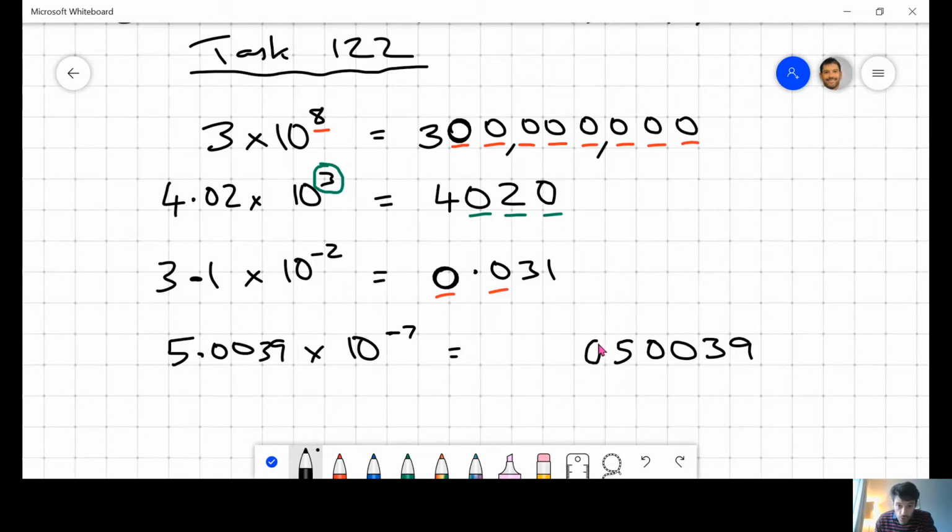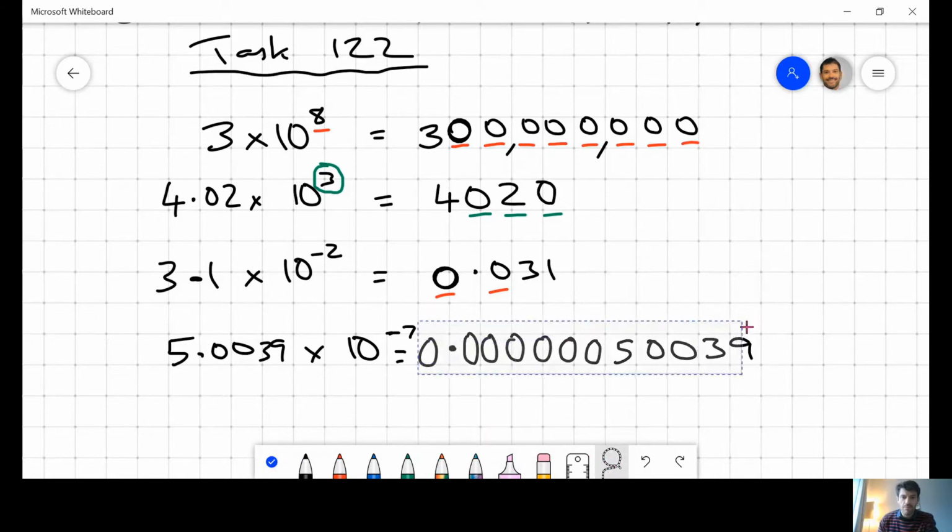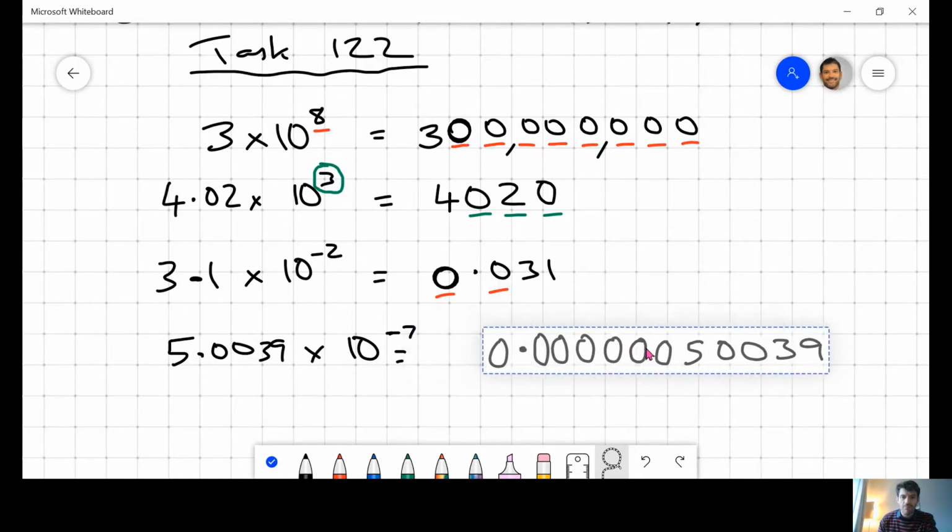0.1, 2, 3, 4, 5, 6, 7. So that is where the decimal is. There you go. So 0.6 noughts and then 50039. So including the 0 in the ones column, we should have 7 zeros. 1, 2, 3, 4, 5, 6, 7.